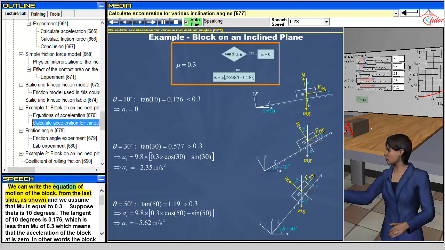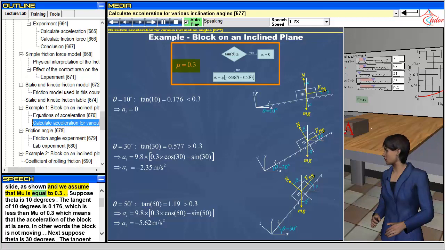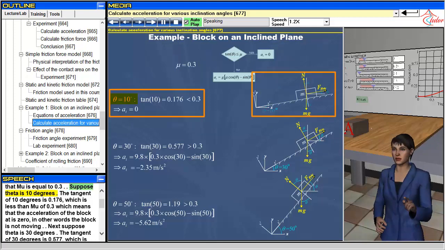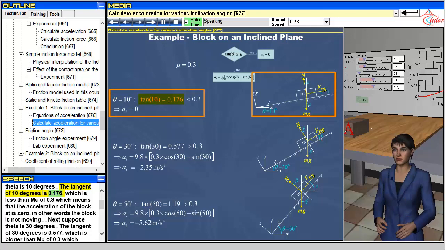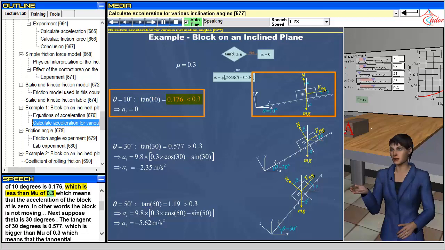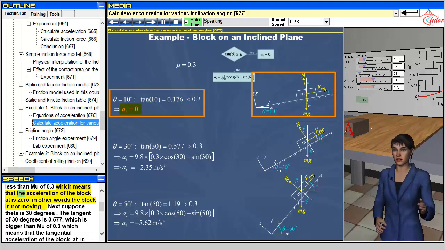We can write the equation of motion of the block from the last slide as shown, and we assume that mu is equal to 0.3. Suppose theta is 10 degrees. The tangent of 10 degrees is 0.176, which is less than mu of 0.3, which means that the acceleration of the block a_t is 0, in other words the block is not moving.